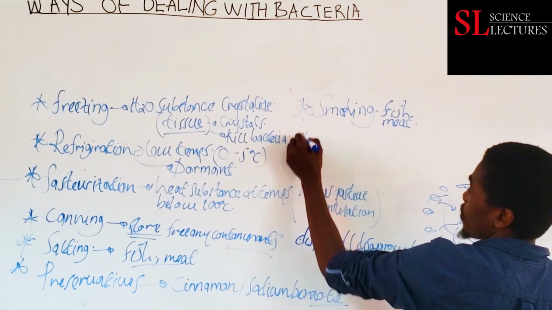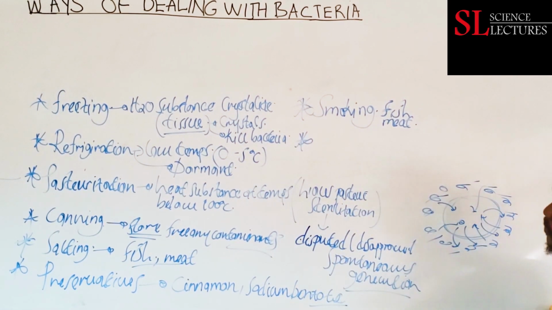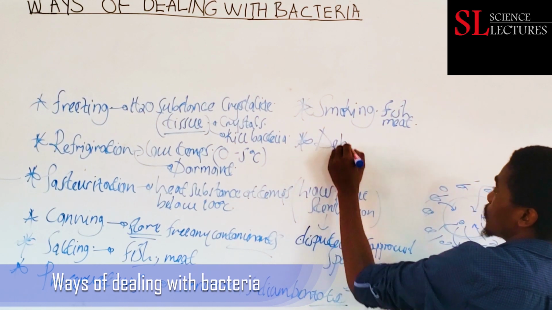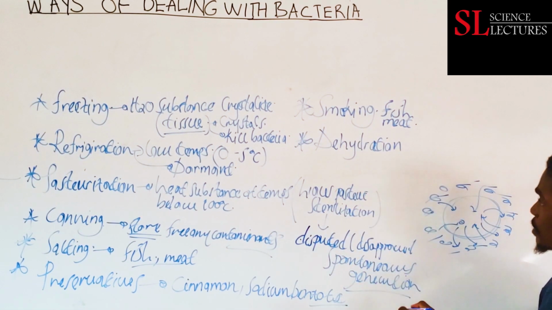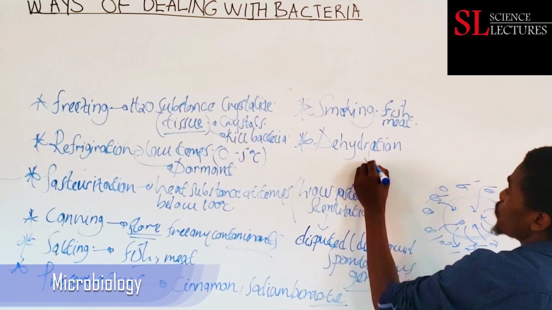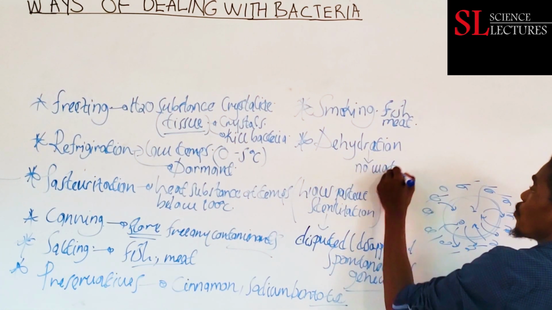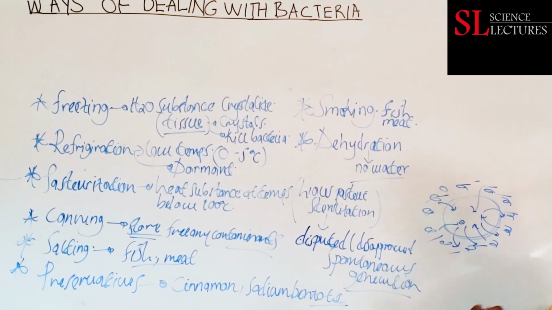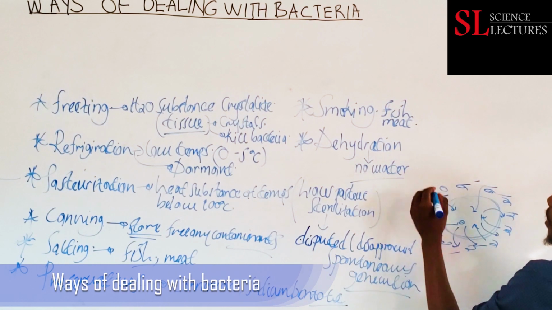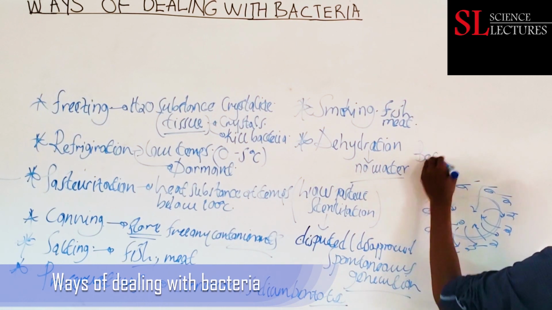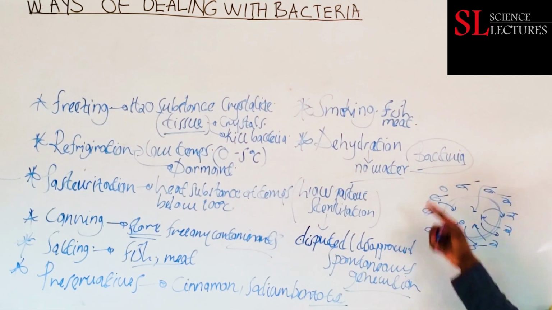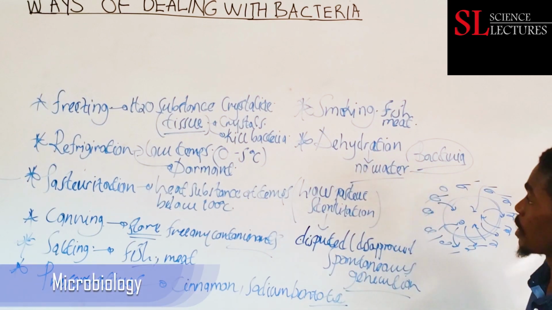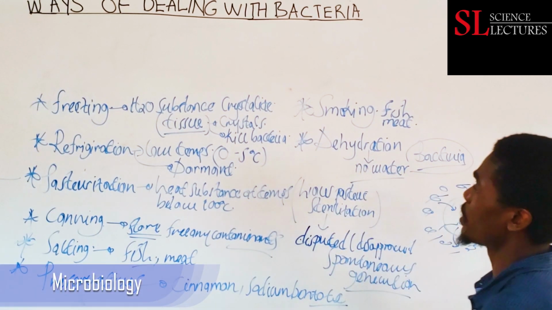Then most importantly, another method we can use to deal with bacteria is dehydration. Dehydration ensures that the substance we are preserving, let it be a piece of meat or fish, contains literally no water. Why? Because water is required by bacteria as a raw material for growth. If you dehydrate something and deplete it of water, this bacteria won't grow. So these are some of the ways in which we can deal with bacteria.